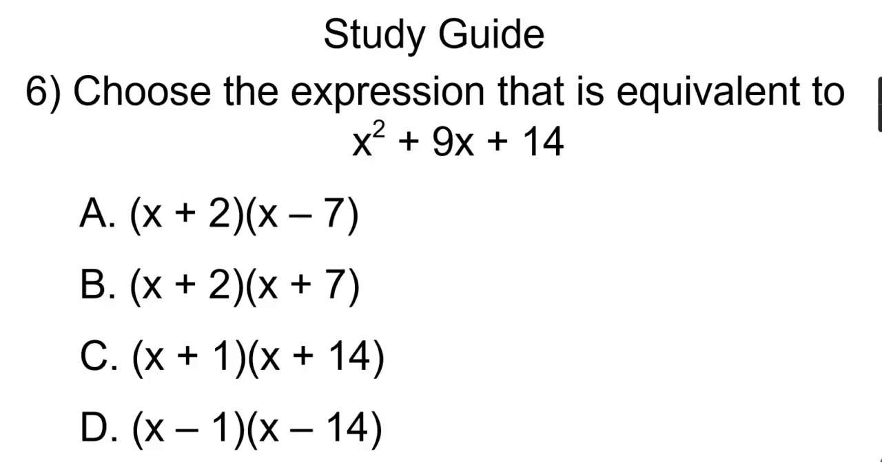In this video, I will show you the next set of questions on your study guide, which all involve factoring. Okay, so question 6 says, choose the expression that is equivalent to x squared plus 9x plus 14. So we need to find the two binomials that we would multiply together to get this product, right?